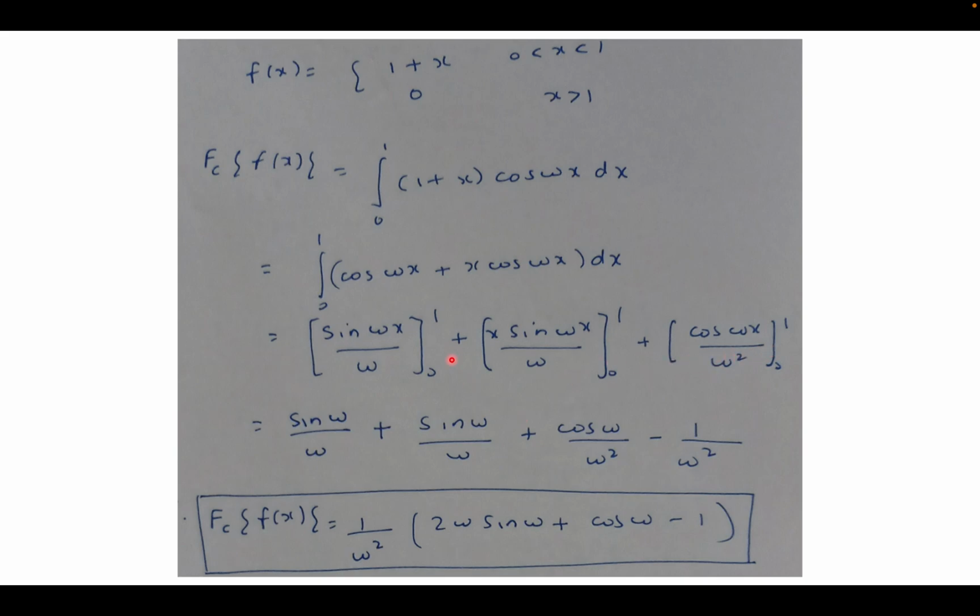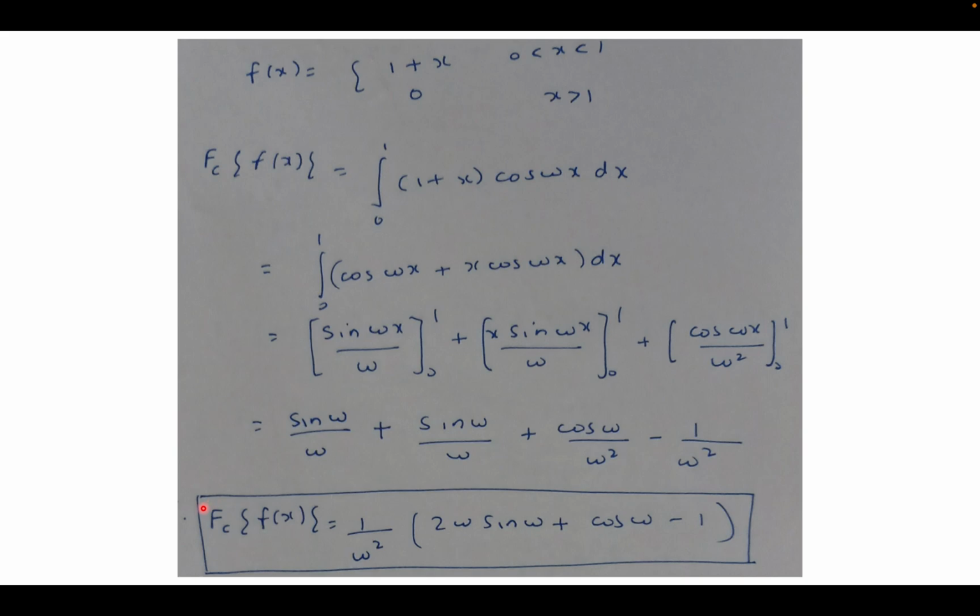Then you will get the following value of the integrals before putting the limit. Now you can put the limit from 0 to 1 in all three expressions. If I put x is equal to 1 here, I'll get sin omega upon omega, and if I put x is equal to 0, I will get 0. Similarly, if I put x is equal to 1 here, I will get sin omega upon omega, and if I put 0, I will get 0. Similarly, if I put 1 here, I will get cos omega upon omega square, and if I put 0, I will get 1 upon omega square minus sin.